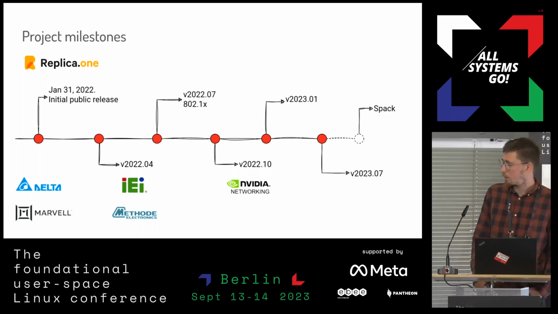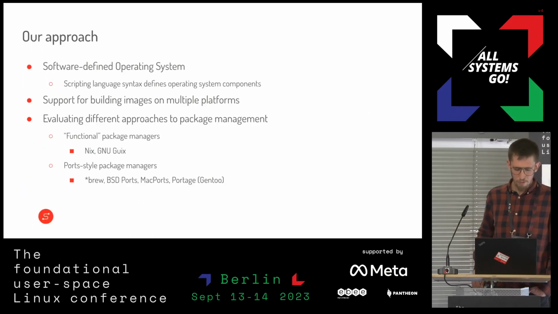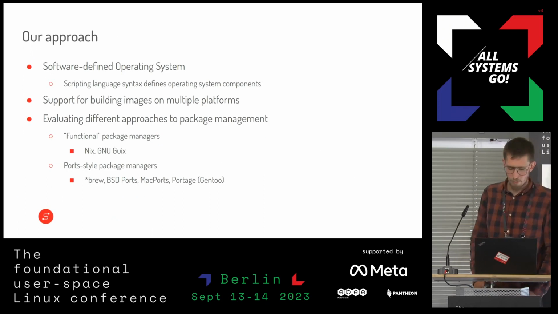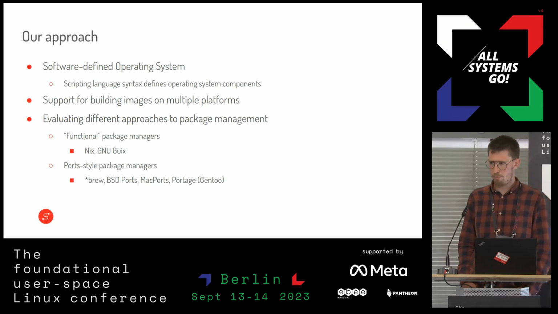So basically, the main topic of today's talk would be about our roadmap. As you can see, we are actually planning to switch over from Portage to Spack, and I will talk about this in a little bit. So our main objective right now is to define OS image components in some kind of scripting language. This system should support building images on multiple platforms and distributions.